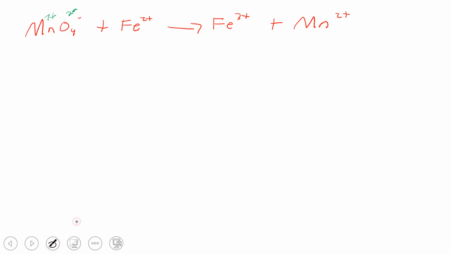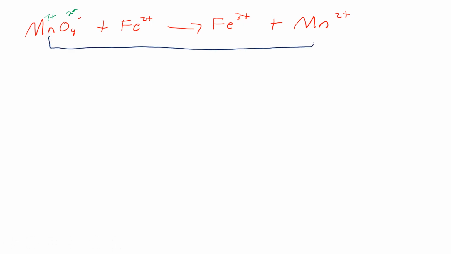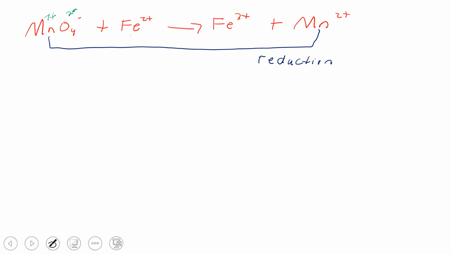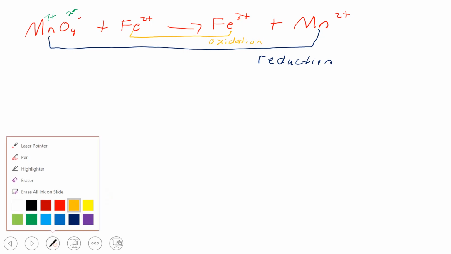If we look at manganese, manganese goes from a 7 positive to a 2 positive, which means that it gains some electrons. So manganese underwent reduction, and iron went from a 2 positive to a 3 positive, so it lost an electron, which means that it underwent oxidation. So we can write half reactions for these.